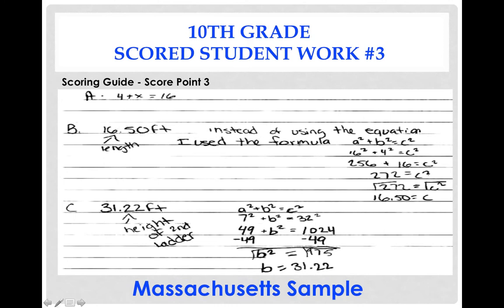16.50 feet. Instead of using the equation, they used the formula a squared plus b squared equals c squared. They substituted as well and came up with approximately 16.50. And with the 31.22 feet for the second ladder, the same way. They substituted the 7 for one of the legs and 32 as the length, and they solved for b and came up with approximately 31.22. So in answer A, they understood how to get the answer, but they did not understand the actual way to set up the equation, even though they used the correct formula.